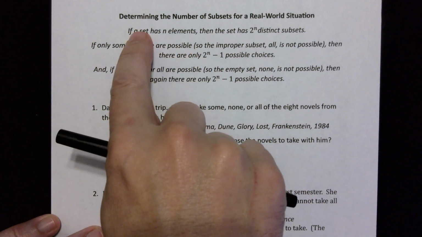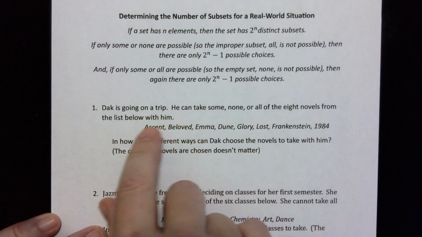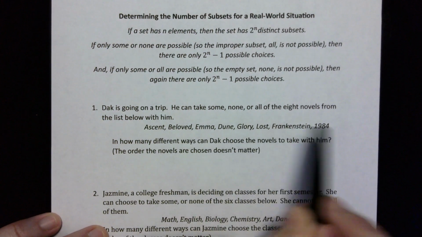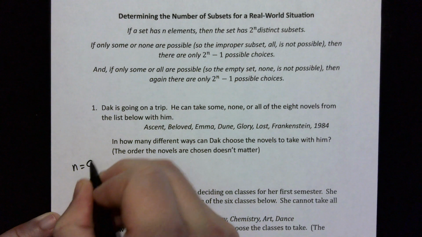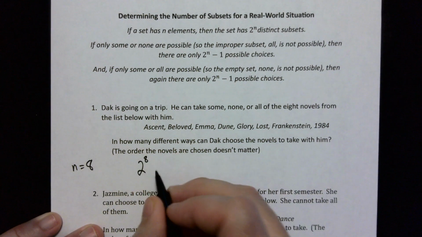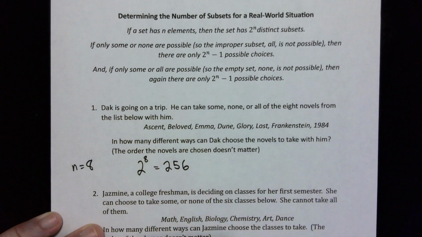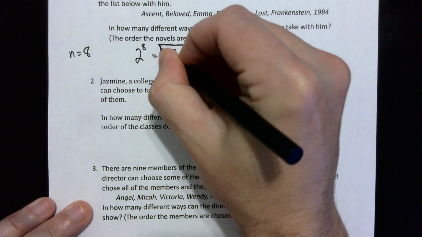So this is going to be the first one. If a set has n elements, then there are 2 to the n distinct subsets. There are no restrictions. You can take some of them, all of them, none of them. So all we have to do is count up the elements: 1, 2, 3, 4, 5, 6, 7, 8. We say n is equal to 8, so the number of subsets is 2 to the power of 8. If you put that in a calculator or multiply it out, it's going to give you 256. That is 2 times 2 eight times. By the way, this is the answer, the number of subsets you can have.